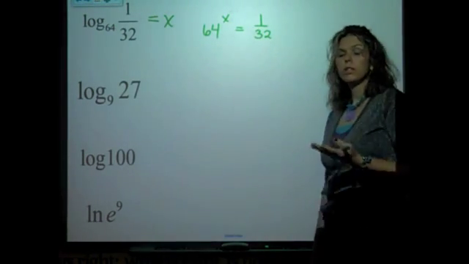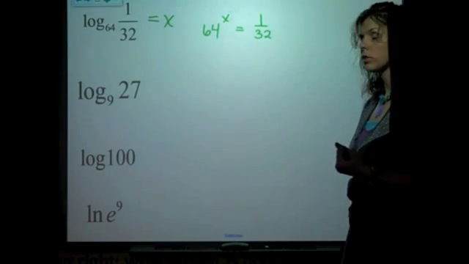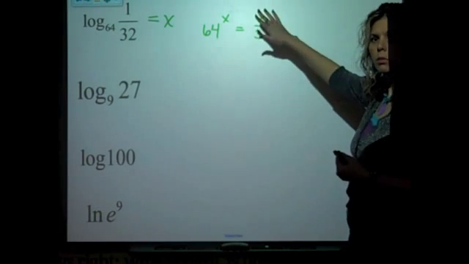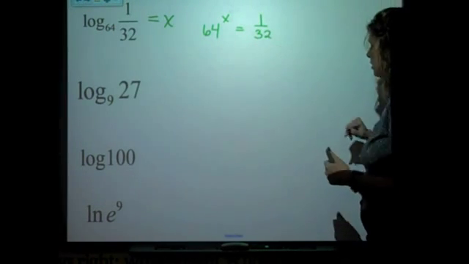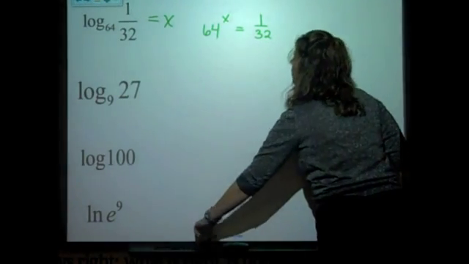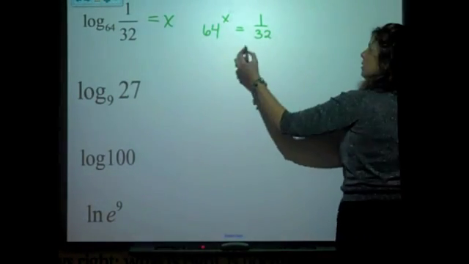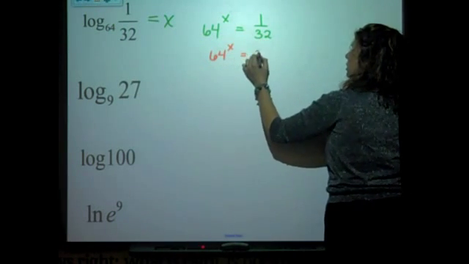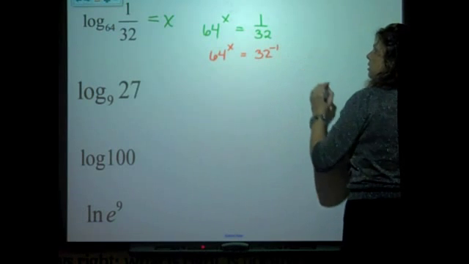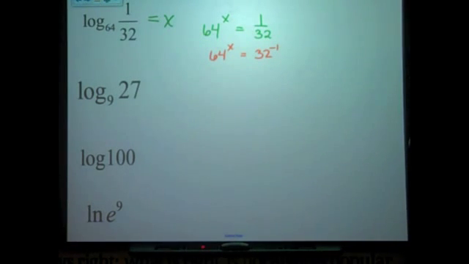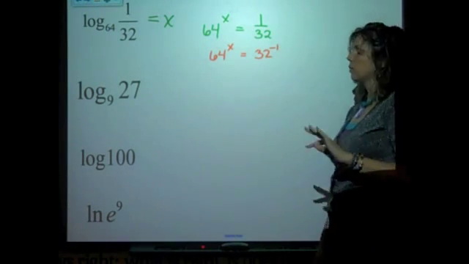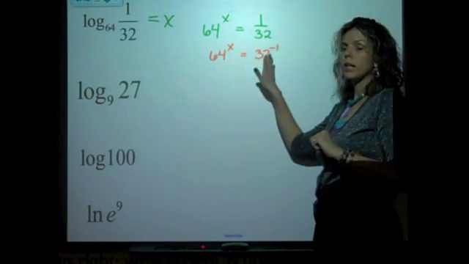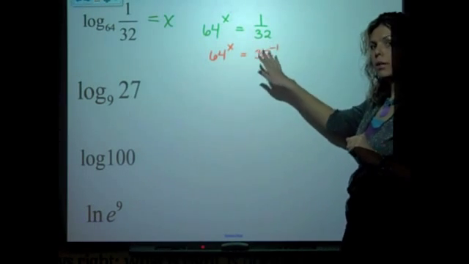Okay? So let's think about it. What do we need to do? First, let's make the 1 over 32 a whole number. So what exponent is going to make that happen? Let's rewrite it with a negative exponent. So 64 to the x power equals 32 to the negative 1. Now again, if you think about it, or if you play around with trial and error in your calculator, 64 and 32 have a base 2 in common.